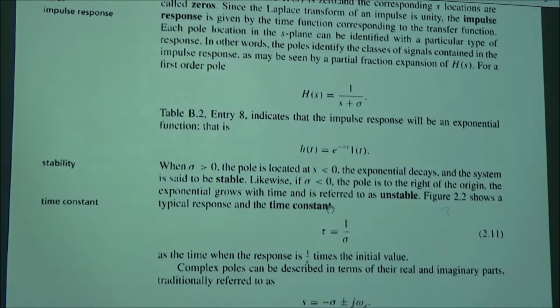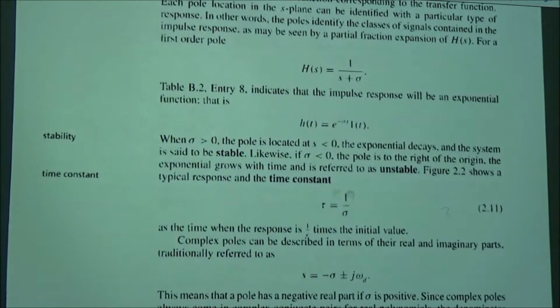And also, if you have, let's say, a first order system, 1 over s plus sigma, the impulse response, which is the direct Laplace inversion of your open loop response, is e to the minus sigma t times the unit step function. And the inverse of sigma, 1 over sigma, is called the time constant.